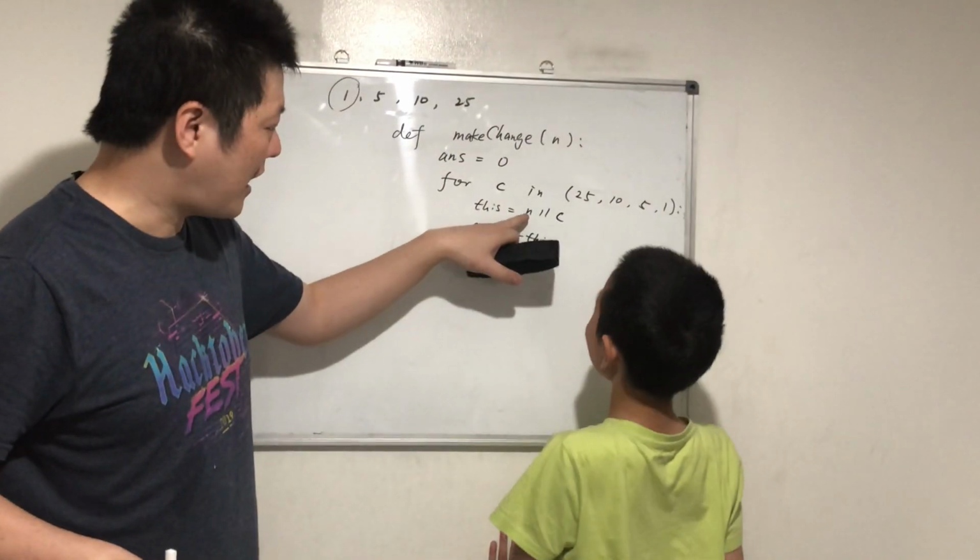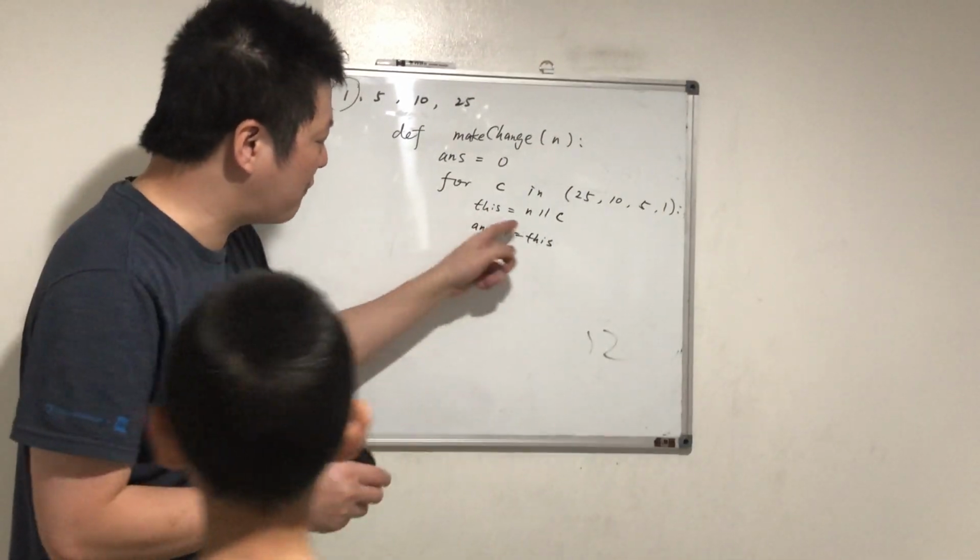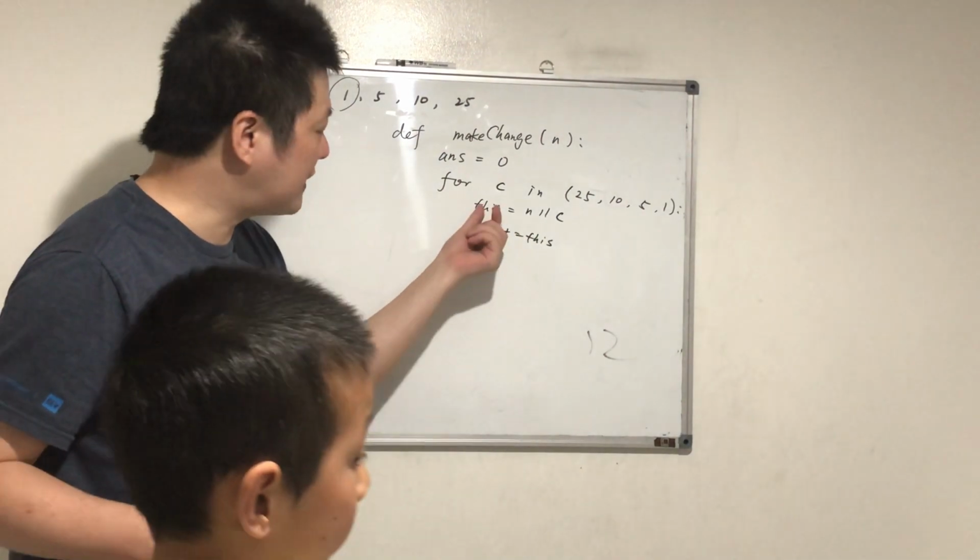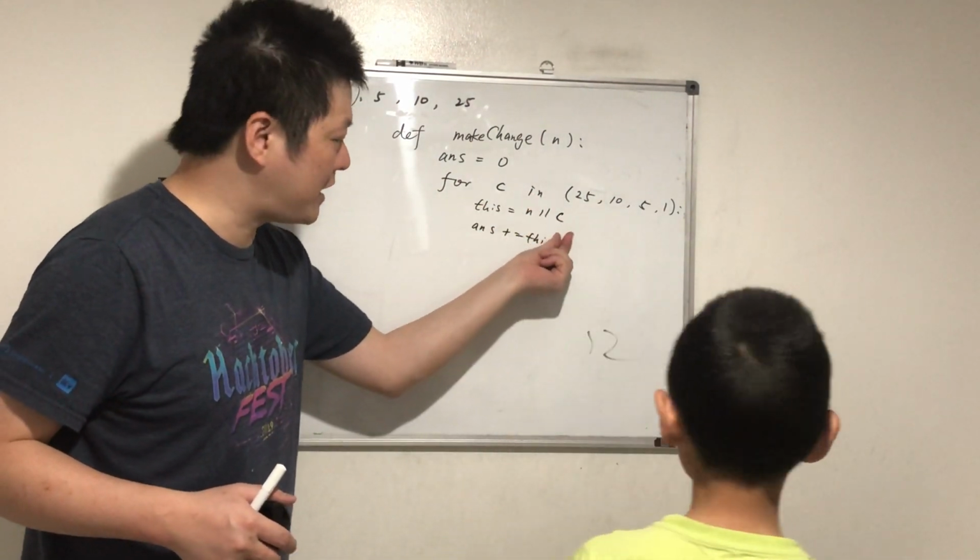26, okay? n divided by C. This is the number of coins. This is the least number of C coins.